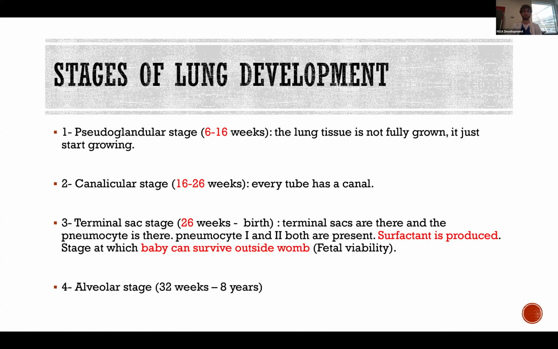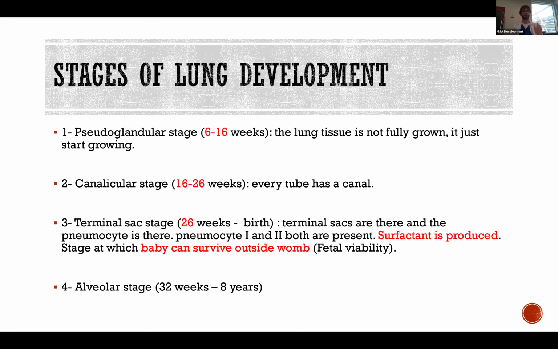Something I want you to remember: I want you to remember the weeks. So if the question asks you about the pseudoglandular stage, you would choose 6 to 16. Canalicular, 16 to 26. Terminal sac stage, the key and magic number, 26. Usually it comes as 26 to 28. That would be the terminal sac stage.